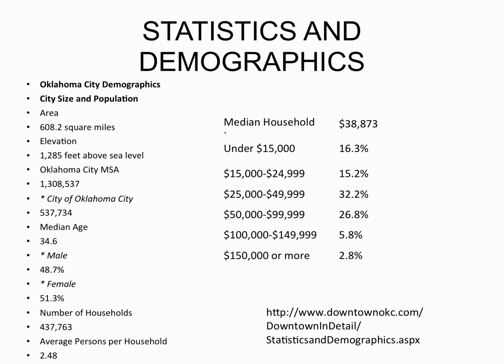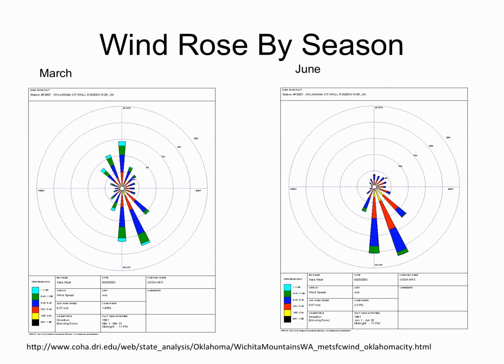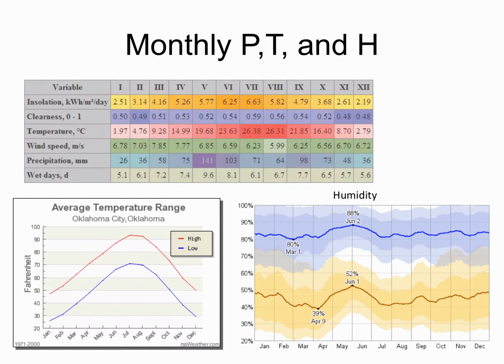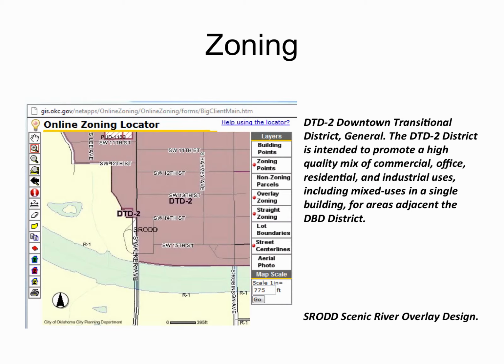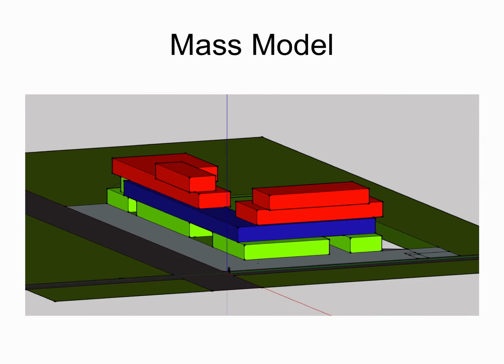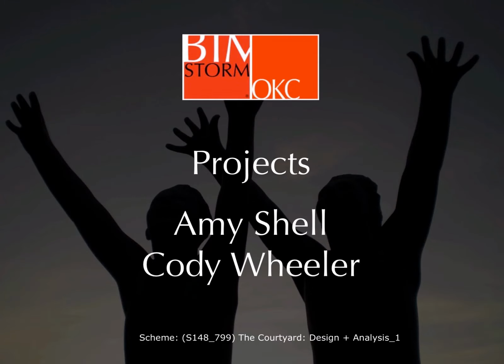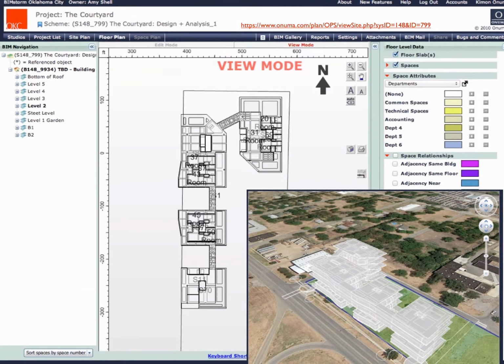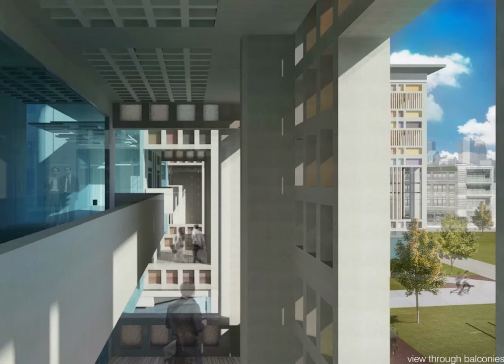Background demographic studies, household incomes, etc. A lot of the basis for how the design actually turned out. Energy studies and climate studies for the area, zoning information, and massing models. The next project is from Amy Schell and Cody Wheeler. Again, their resulting model, their massing model in the Onuma system and Google Earth.